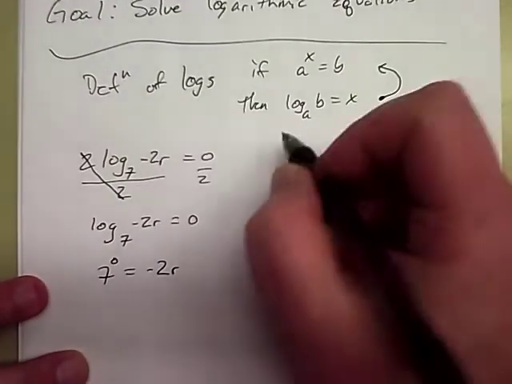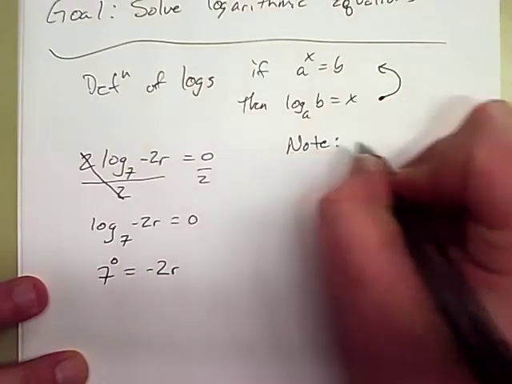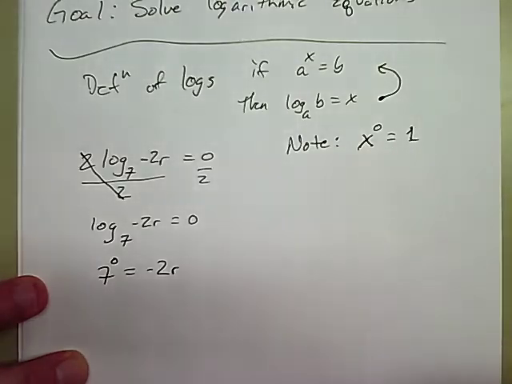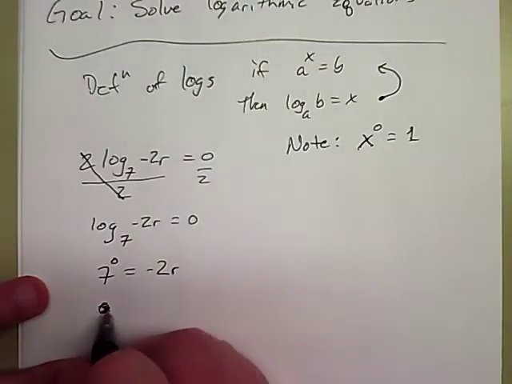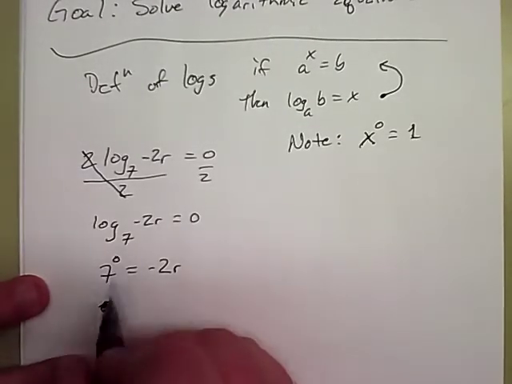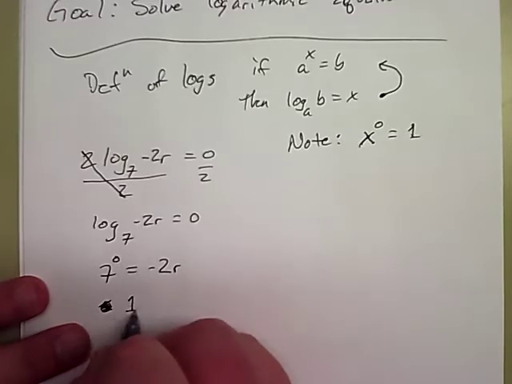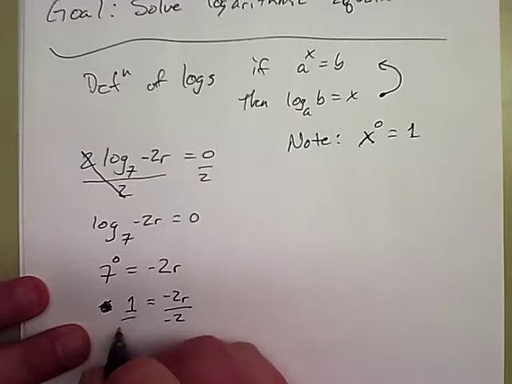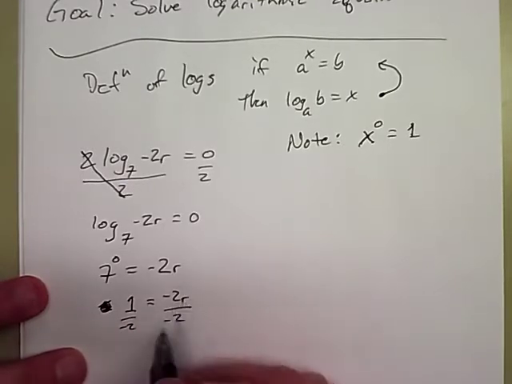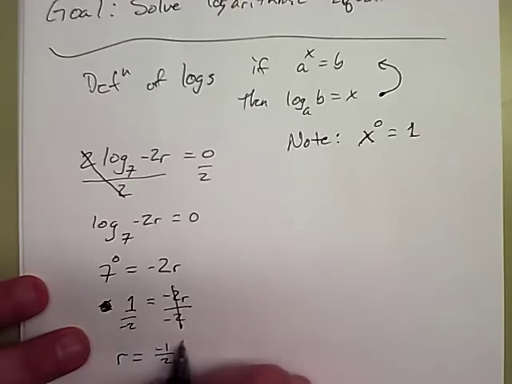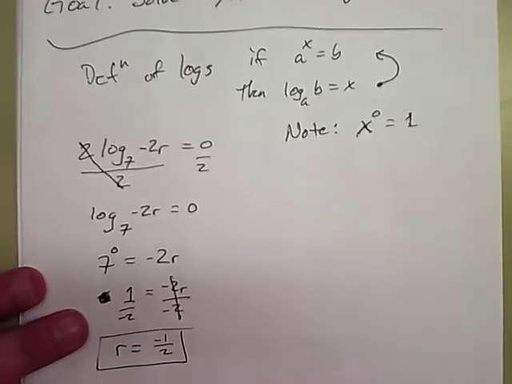And now you have to note, anything raised to the 0 power is simply 1. So 7 raised to the 0 power is going to be, excuse me, not 0. I just got done telling you that it's 1, and then I wrote 0. 7 raised to the 0 power is 1. And that's going to equal negative 2r. Divide by negative 2, divide by negative 2. So r now is by itself, and that equals 1 over negative 2, which is negative 1/2. And we're done.